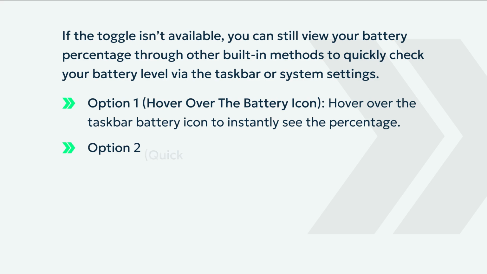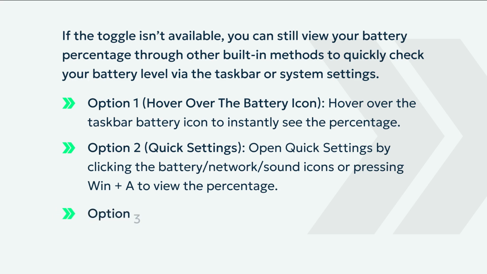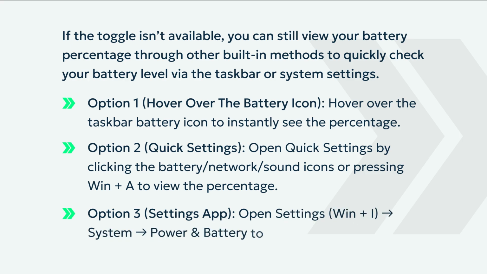Option 2. Use the Quick Settings panel. You can also check from Quick Settings. Click the battery, network, or sound icons in the taskbar, or press Window+A. On battery-powered devices, the percentage will show in the panel. Option 3. Check via the Settings app. For more details, open Settings with Window+I. Go to System, Power and Battery, and you'll see the battery percentage at the top.